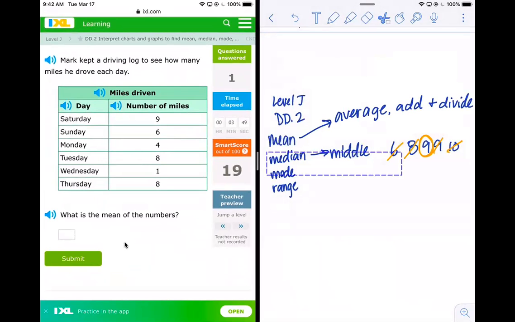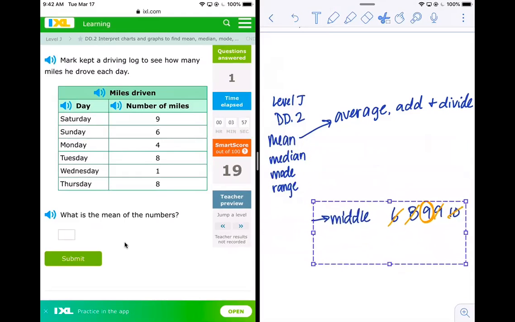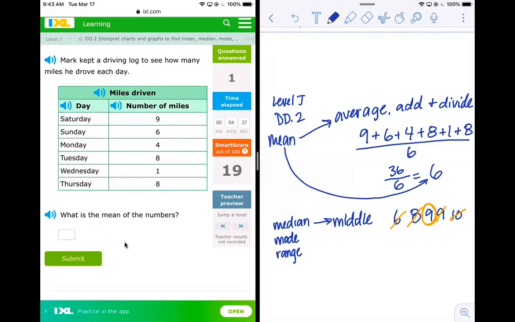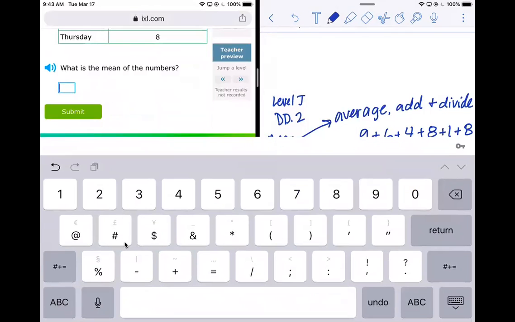Right, so these are the ones. Move this down here so we can deal with this stuff. Cool. For my average, in this case, I want to add up all the numbers. It doesn't matter what order they're in: 9 plus 6 plus 4 plus 8 plus 1 plus 8. And I want to divide by how many there are, and there are 6. In my calculator, or however you want to do it, 10 and 10, 20 plus 16 is 36. Divided by 6, the average is 6. The mean is 6. So I'm going to type 6 here.